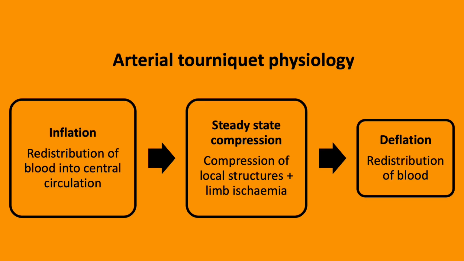Systemic effects are usually related to the inflation, i.e. movement of blood into the systemic circulation, and deflation, i.e. movement of blood back into the limb and redistribution of waste products, whilst ongoing limb compression can result in compression of local structures and limb ischemia, resulting in complications.